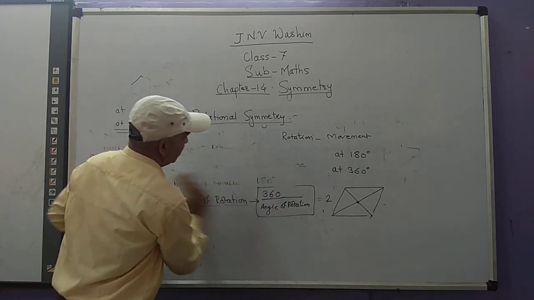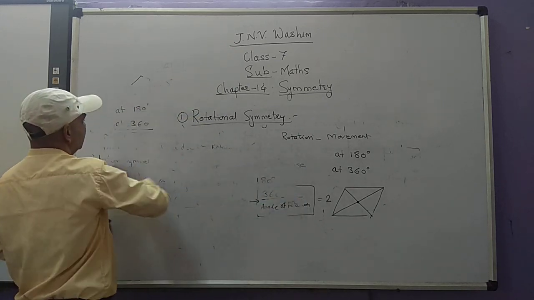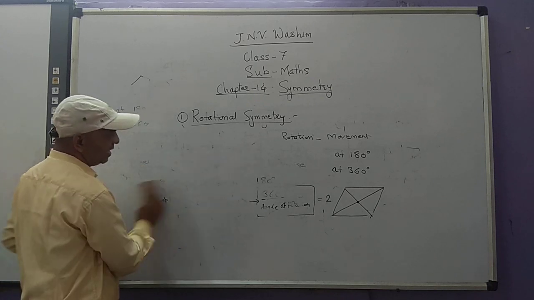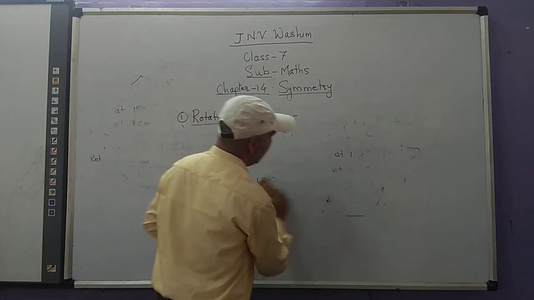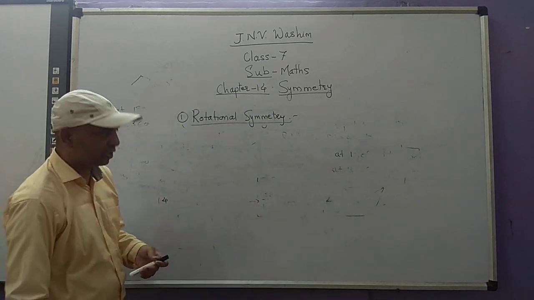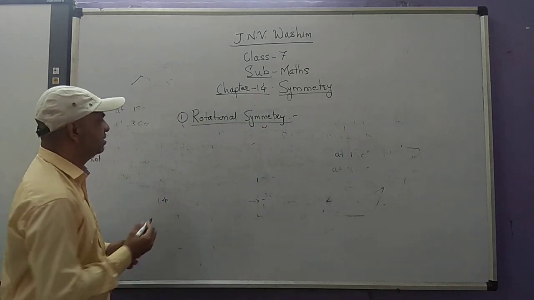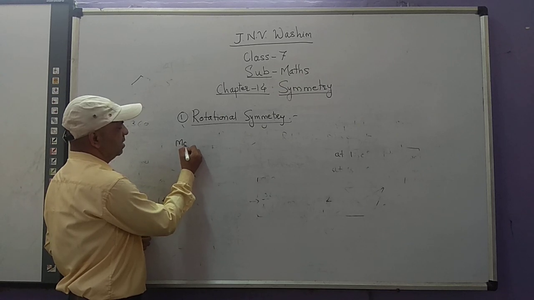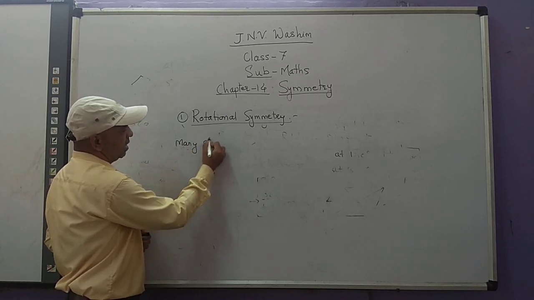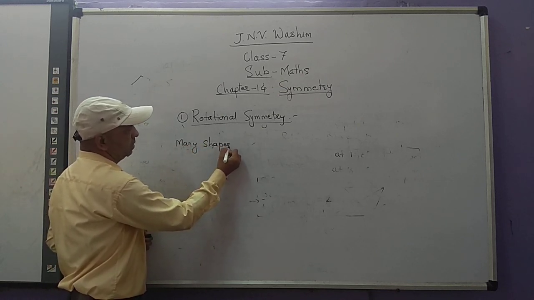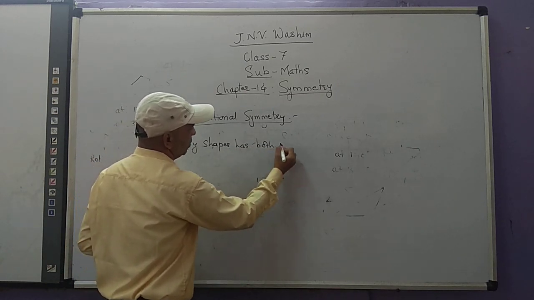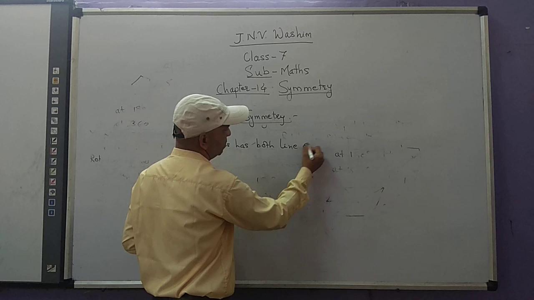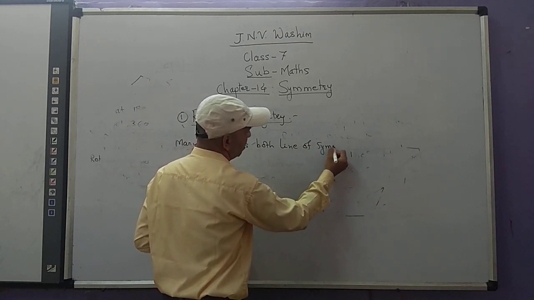Now, around us there are many shapes, some that have line of symmetry and some that have rotational symmetry. But many shapes have both line of symmetry and rotational symmetry.